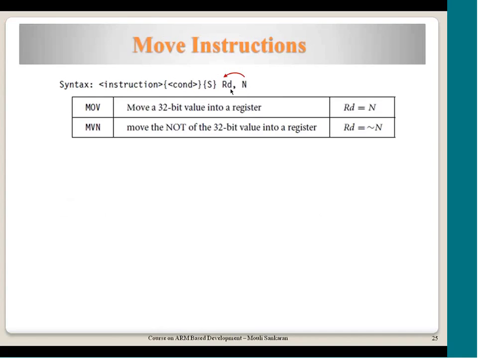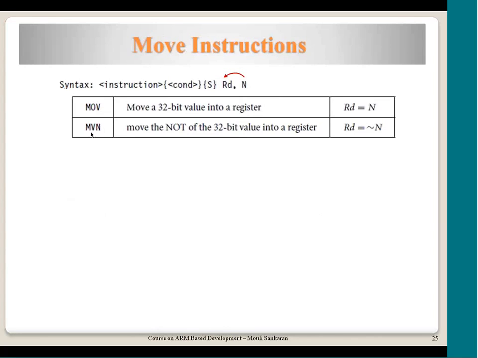So it has to move in the destination register. Either the value can come from a register or it could be a 32-bit value which is coming from the instruction. Okay. Now, what is the difference between MOV and MVN?